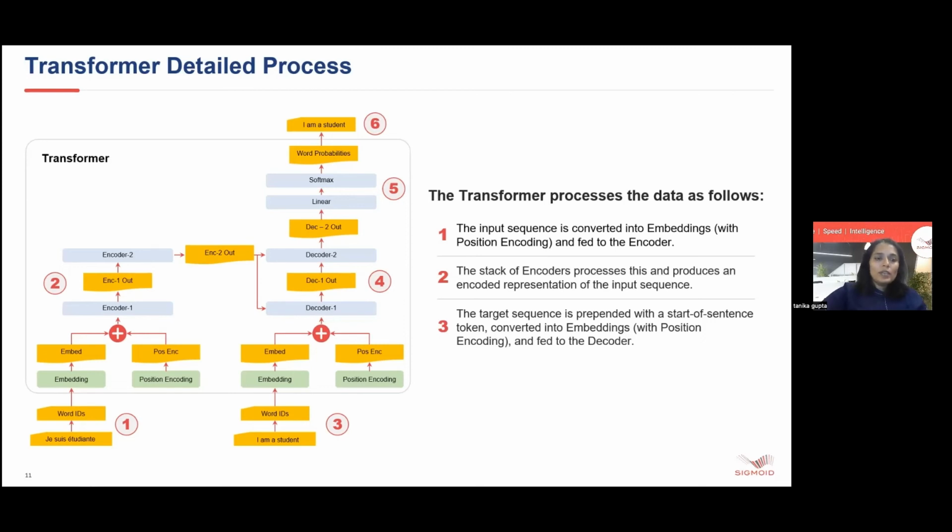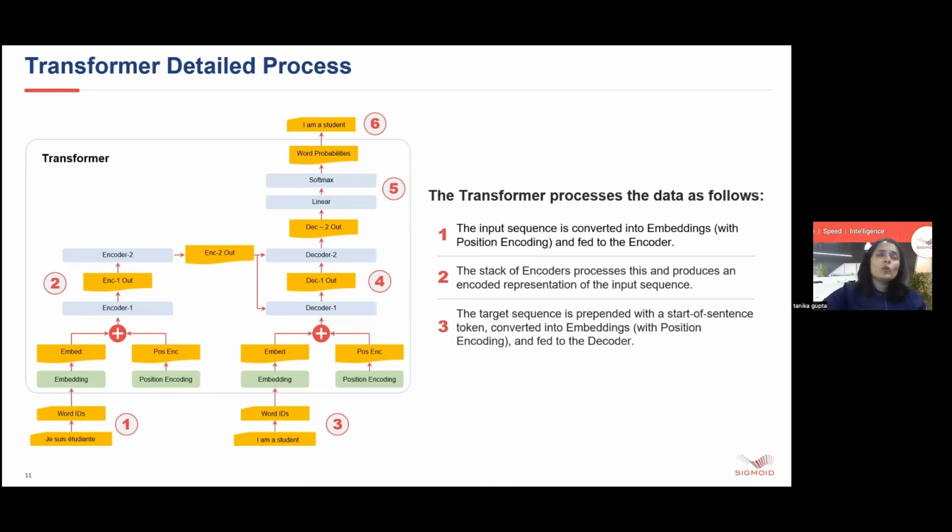As you can see in this example, we have a French sentence which is converted into a vector format using word embedding. Another important thing to understand is that since we are not using an RNN, which is able to remember the sequence in which words are fed into a model, we do not have that. So to capture the positional representation of each word in the sentence, we do a positional encoding. Now this, along with the embedding, is passed on to the encoder.